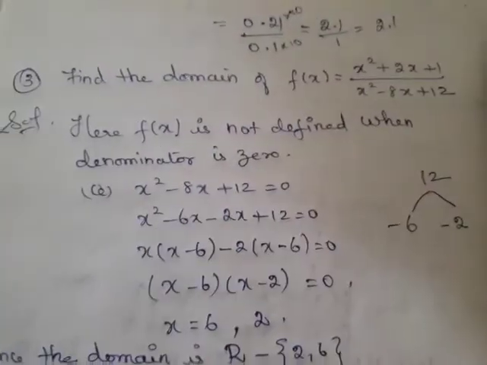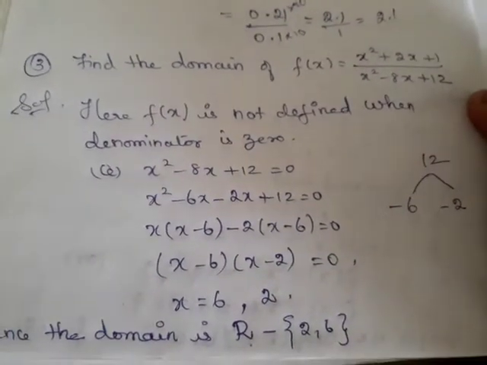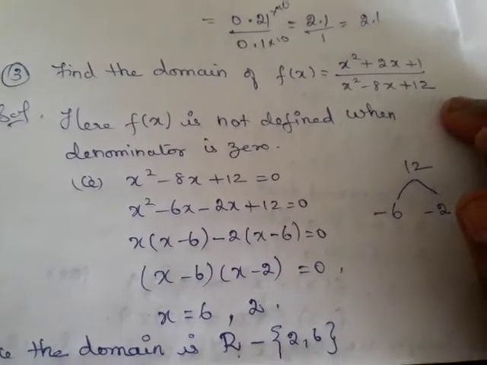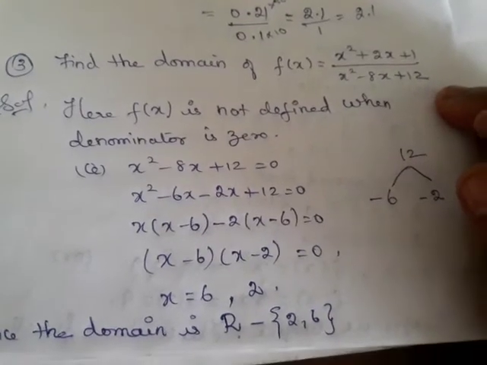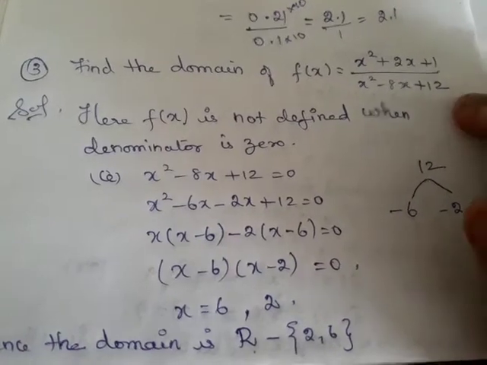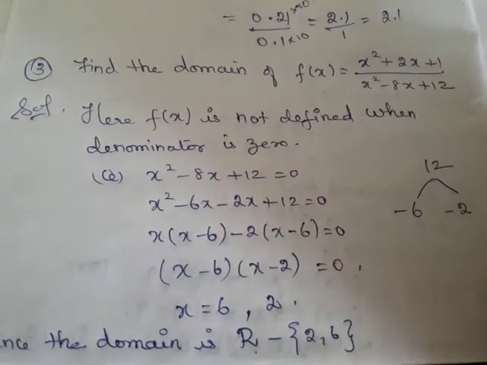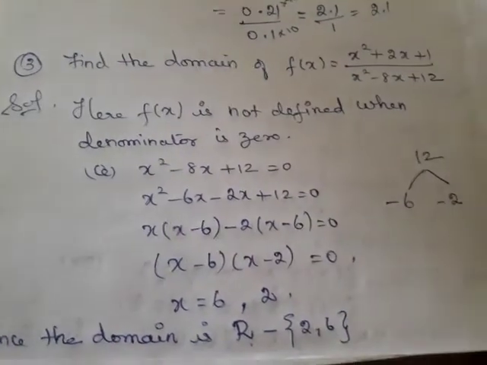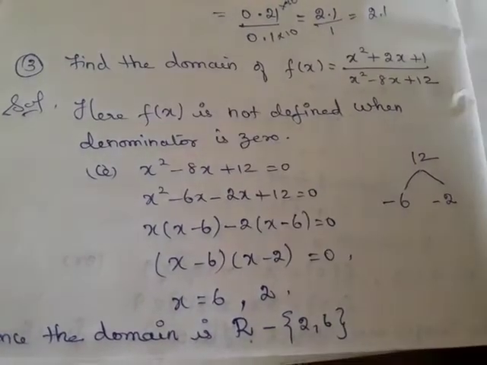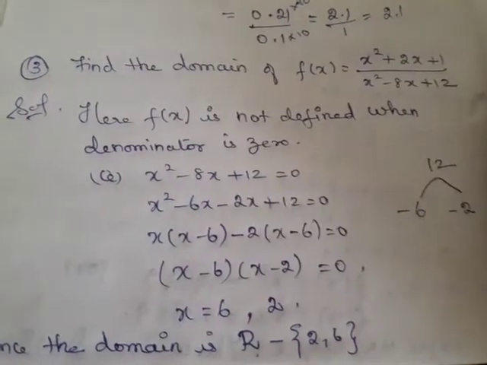So next problem, find the domain of f of x. They have given you a rational function. When is this function defined? We know the main criterion for the rational function, the quotient function, is that the denominator should not be equal to 0. When the denominator is equal to 0, the function is not defined. So our aim is to check that the denominator should not be equal to 0. So we are going to go with the contrary. We will check at which points the denominator is going to be 0, and at those particular points the function is not defined. Hope you understood.